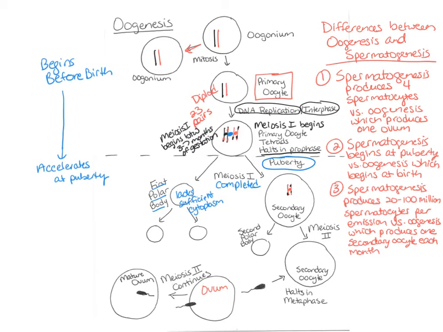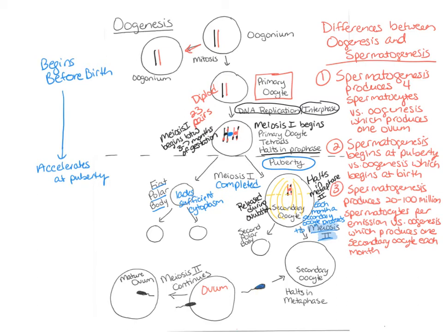Every month, some of these secondary oocytes will be selected to continue developing. The secondary oocytes then are going to begin the process of meiosis 2. Meiosis 2 will proceed until it gets to metaphase 2, where those chromosomes line up in the middle of the cell. Then the secondary oocyte will halt right there in meiosis 2 during metaphase 2. It's this secondary oocyte that is halted in metaphase 2 that will be released from the ovary during ovulation.